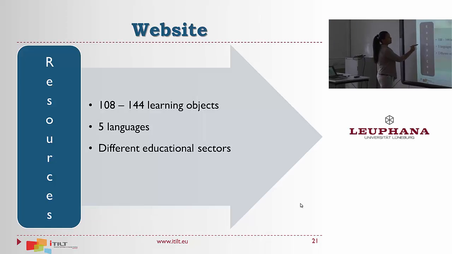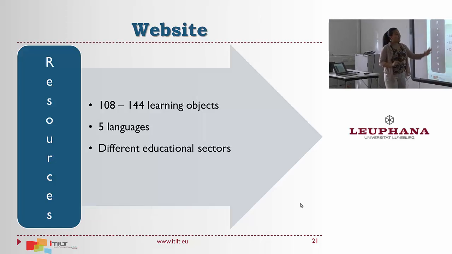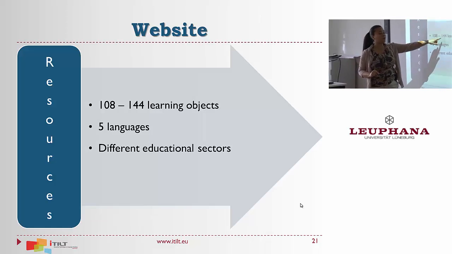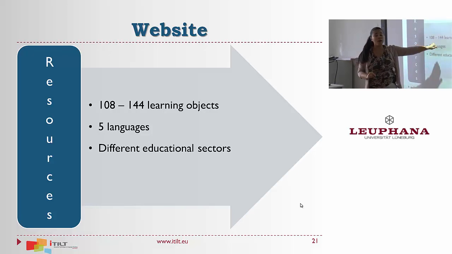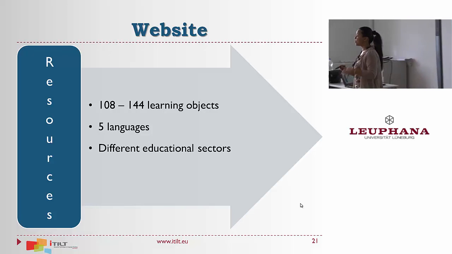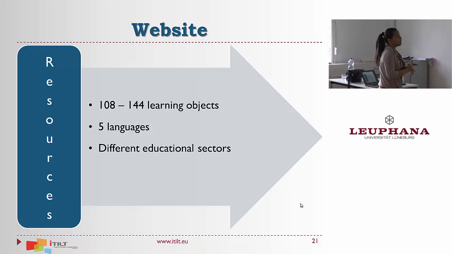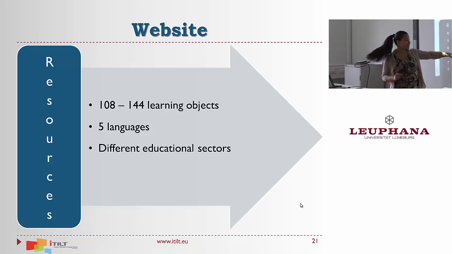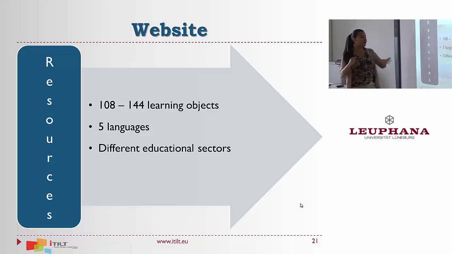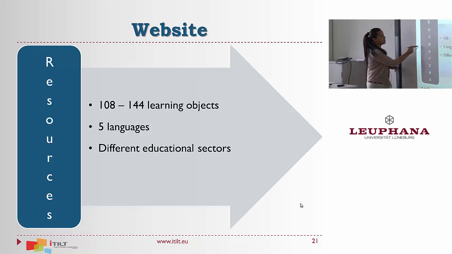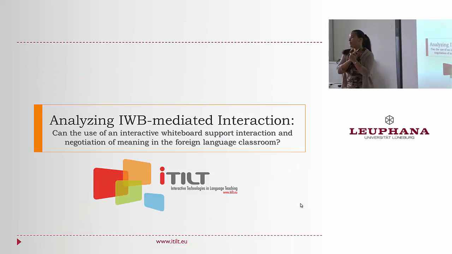Okay? So we aimed for 108 to 244, but in the end we had more than 200. So we had more than we expected. 5 languages, actually. I said 6, but 5 languages, and different educational sectors. So it's a very rich website.